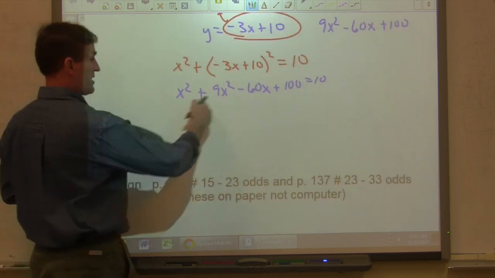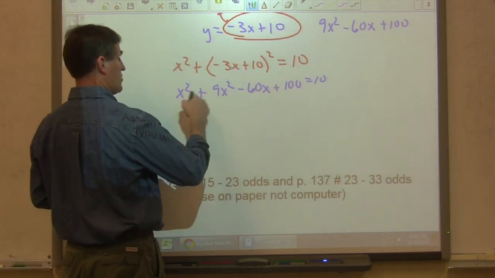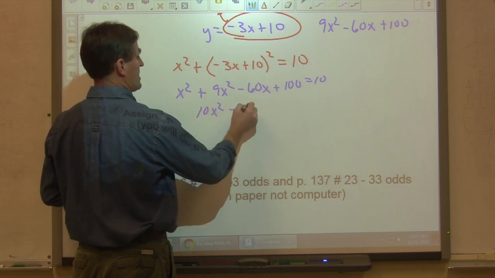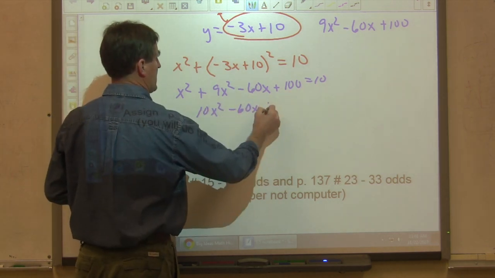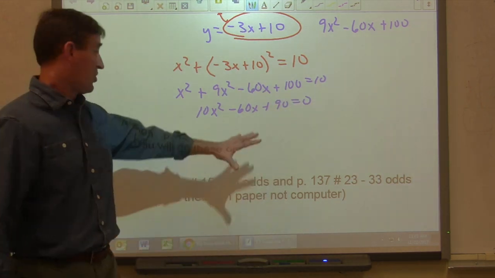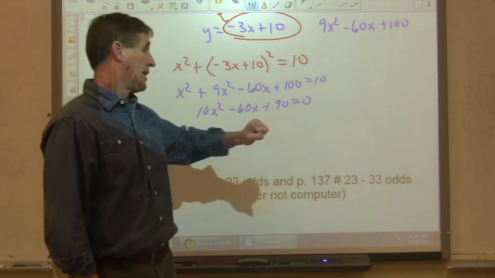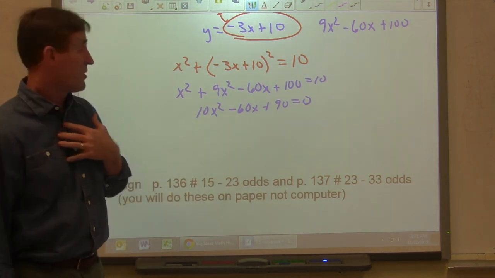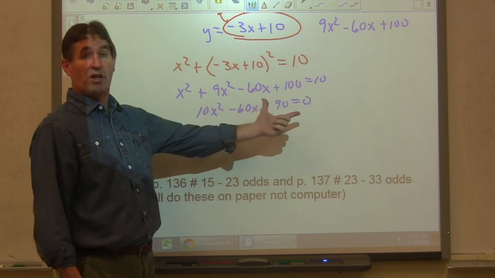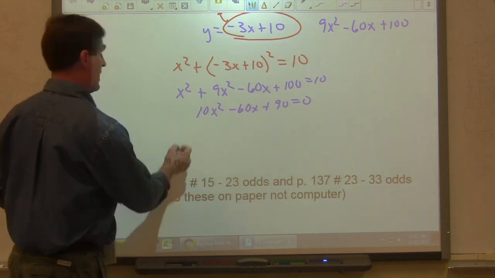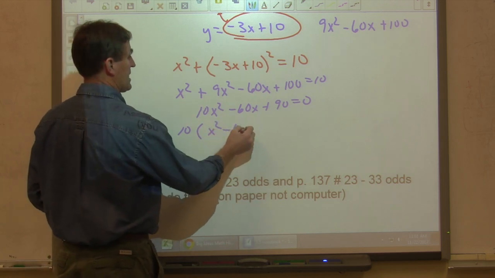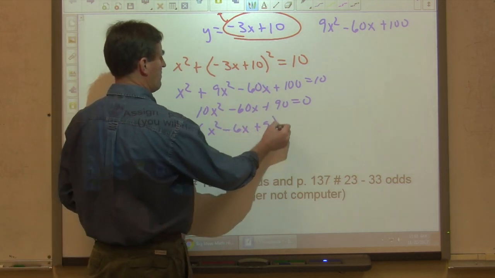I'm going to simplify this and set it equal to 0. So x squared plus 9x squared is 10x squared minus 60x. And then I'm going to subtract this 10, so plus 90 equals 0. Now again, you could use the quadratic formula here. But I always try and factor first. And when you factor first, remember, after you set it equal to 0, you should always check for a greatest common factor. So I can pull a 10 out and get x squared minus 6x plus 9.